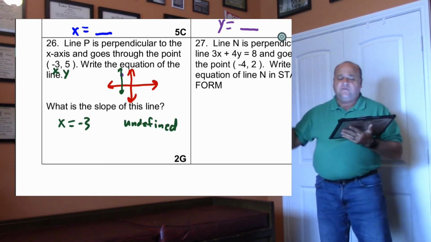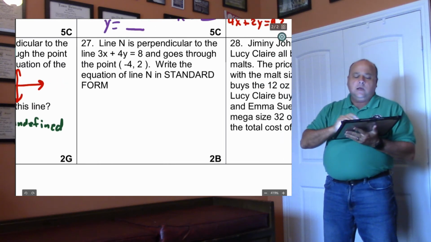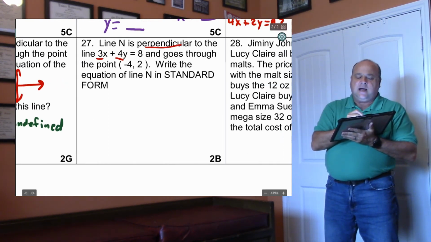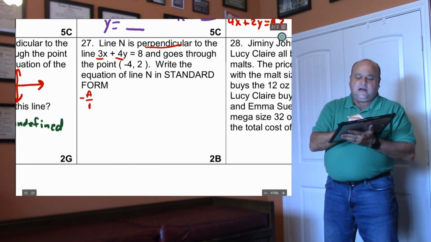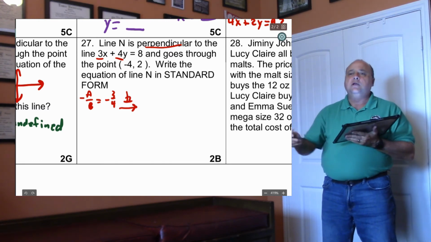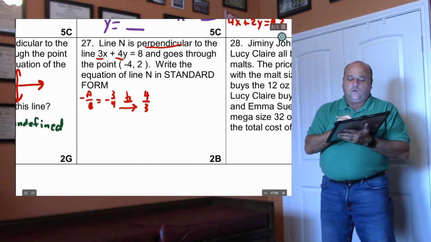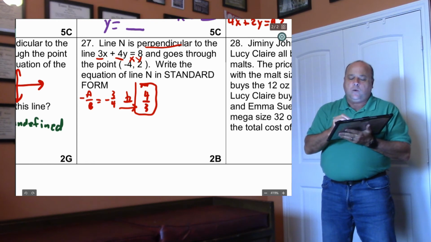Let's go to 27. Number 27. Okay, it is perpendicular to this line. And we know that the slope is negative a over b, which is going to be negative 3 over 4. But I want the perpendicular slope, don't I? So I'm going to switch the sign and flip the fraction, and it's going to turn into 4 over 3. That's going to be my m. Here's my x and my y.